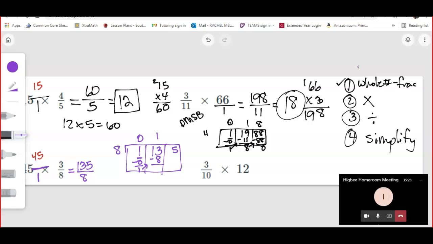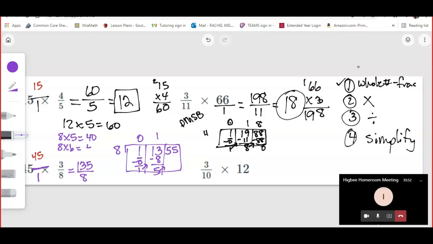What's 13 minus 8? 5. Good. So I regroup my 5. How many 8s can I get out of 55? Let's think. What's 8 times 5? 40. 45. What's 8 times 6?